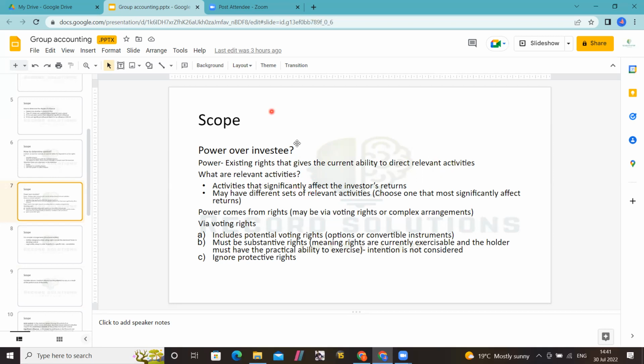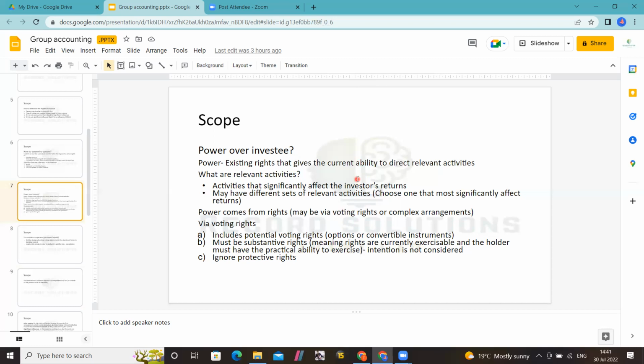Now, what is power? Now that you know these relevant activities, you have to know who directs these relevant activities, right? These relevant activities can be directed in two ways: number one, voting rights, or number two, complex arrangements. The first one, voting rights, is the one that you are used to. Via voting rights, it's simple.